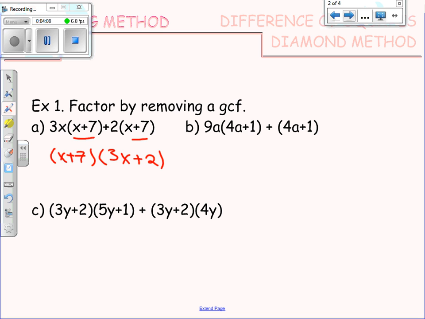Why are they in the other brackets? Because we took out a binomial, right? We factored that out. So if we were to now put it back in, we should get the same answer. So we took this out by dividing it, right? We divided x plus 7 away from 3x times x plus 7. So now it's just the 3x left. It's just the 2x.